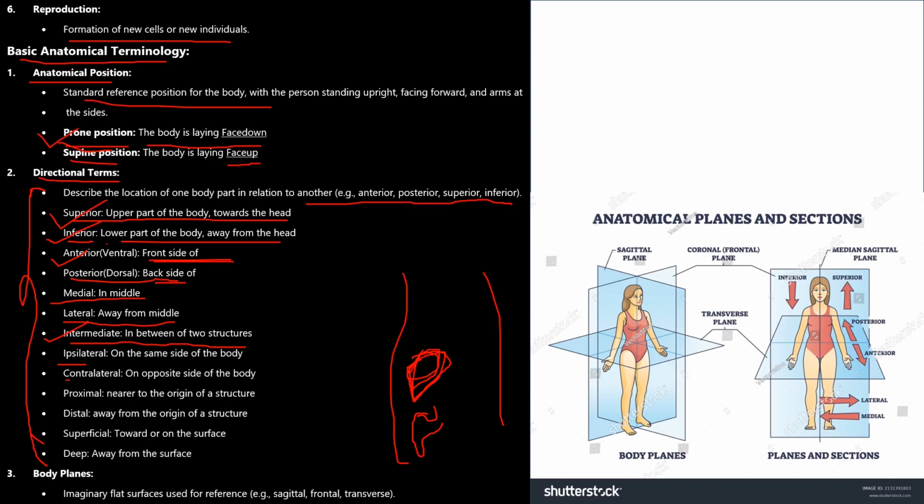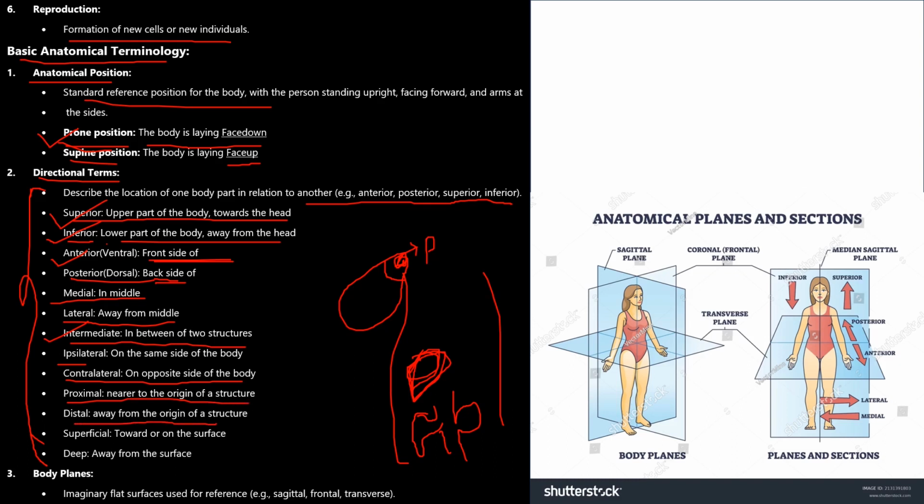Next is contralateral, on the opposite side of the body. The two kidneys are contralateral. One kidney is here and another kidney is here. Then proximal, nearer to the origin of a structure. If some organ is starting from this point, and let us assume that this is the organ, then this is the starting or origin point of this particular organ. Nearer to this area is called the proximal region.